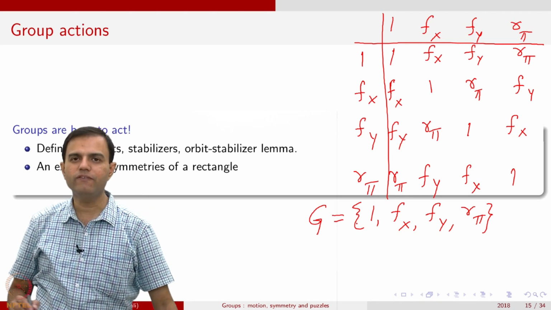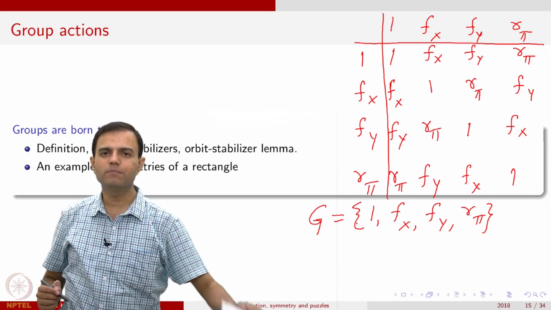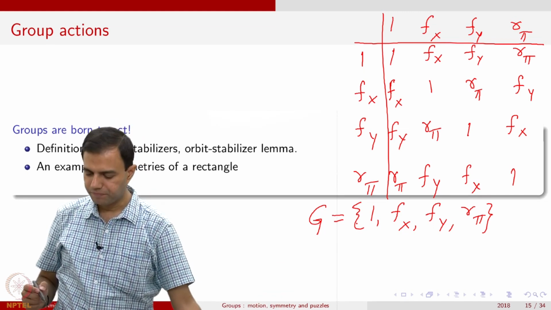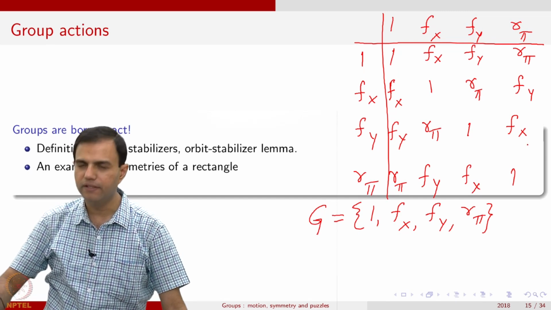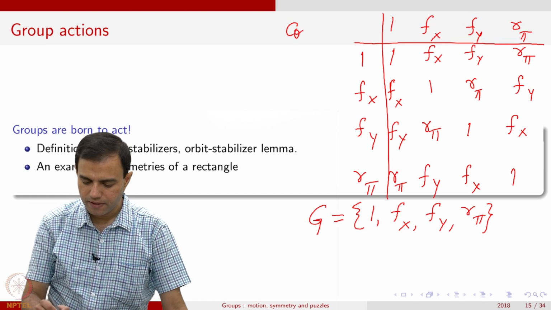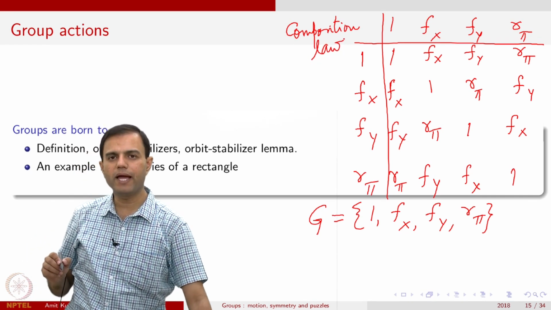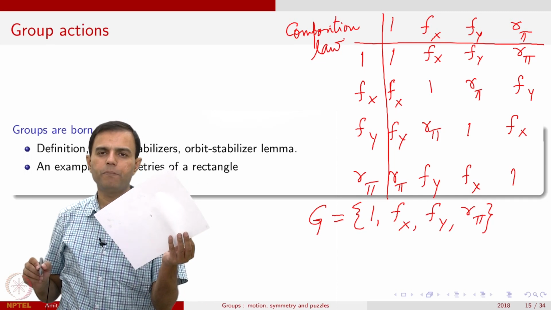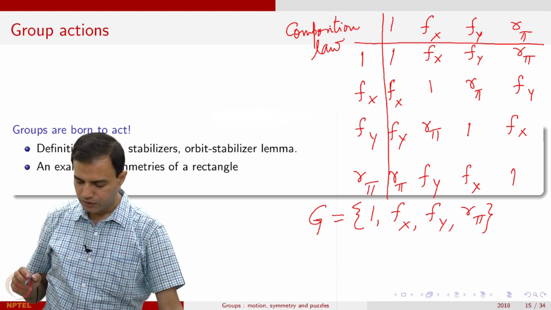And there is a natural way to compose these elements, right? And composition goes in a very natural way. I am composing these elements and I am able to write a composition table. I am able to give a composition law which is motivated by doing one operation after another operation.